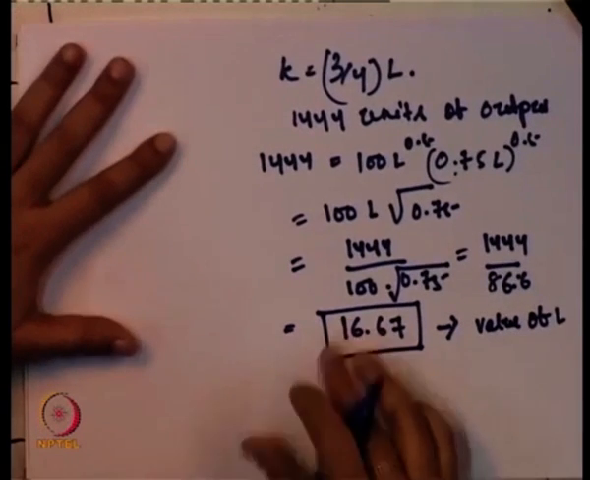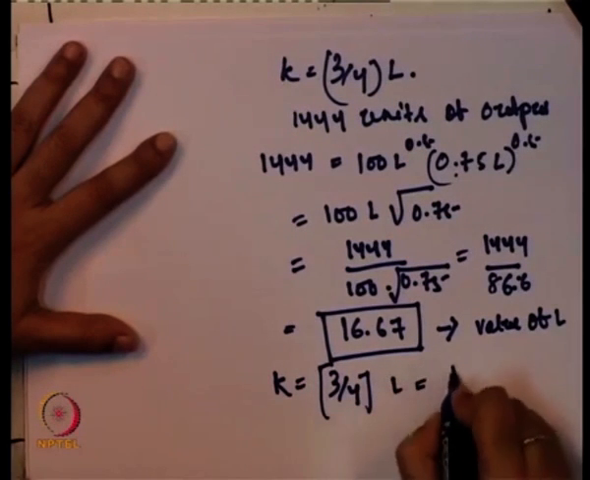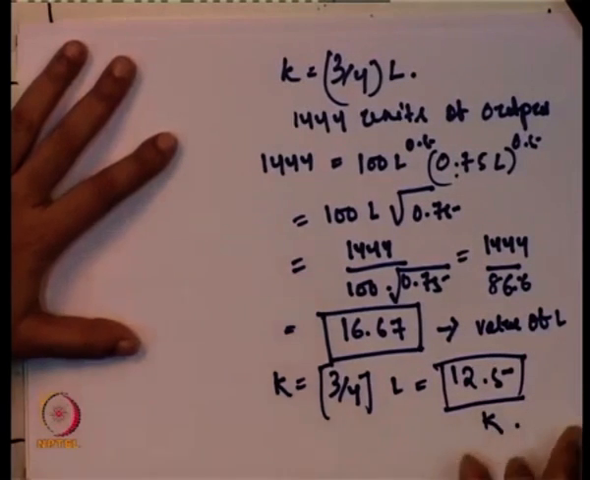Now, to find K, K is equal to 3 by 4 L. So, that comes to 12.5. So, 12.5 is the capital and 16.67 is the labor. So, we got the values of capital and labor. Next, we need to find out what is the cost when labor is 16.67 and capital is 12.5, because ultimately, again let me remind you, we need to find out what is the minimum cost of producing this given level of output.